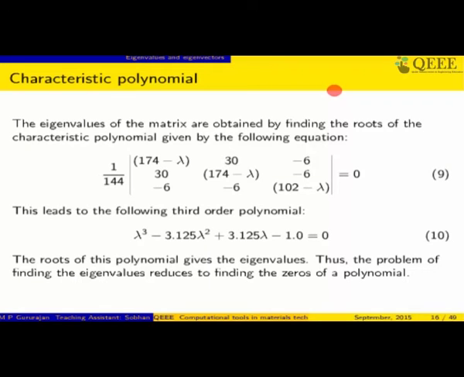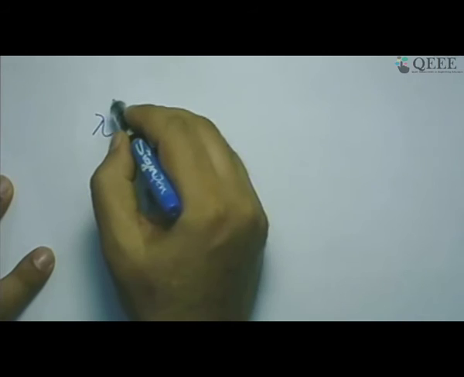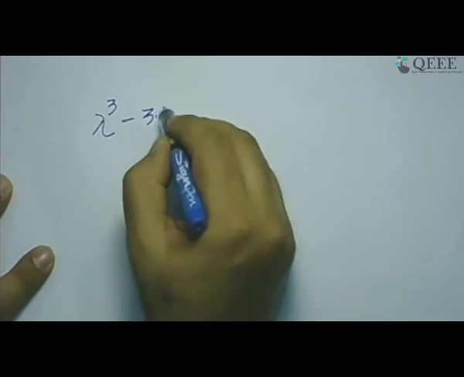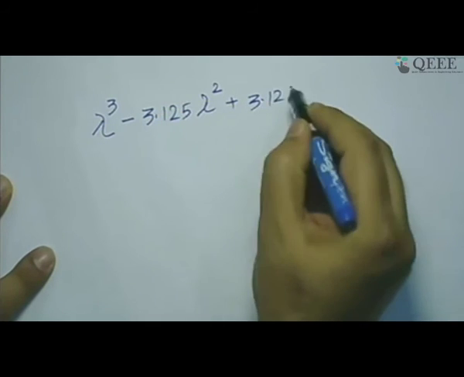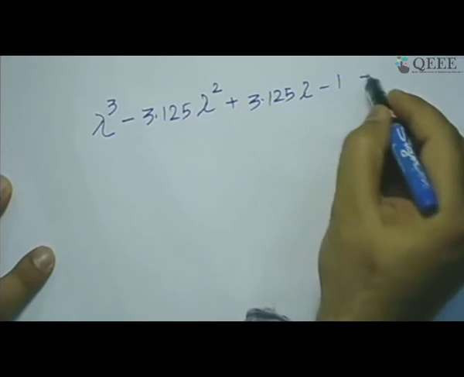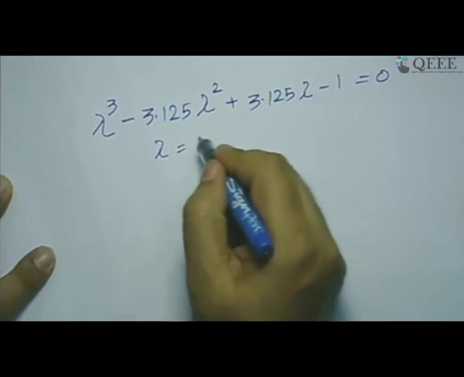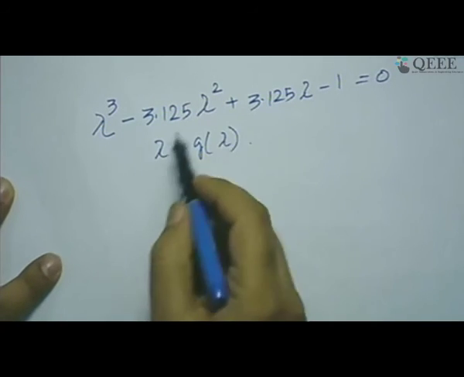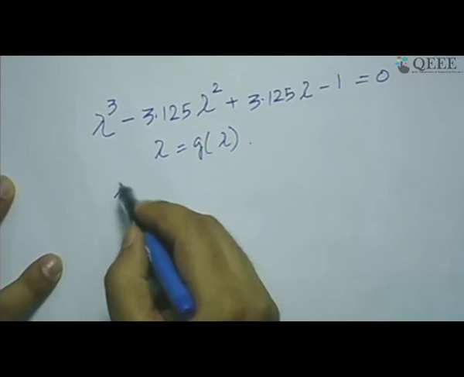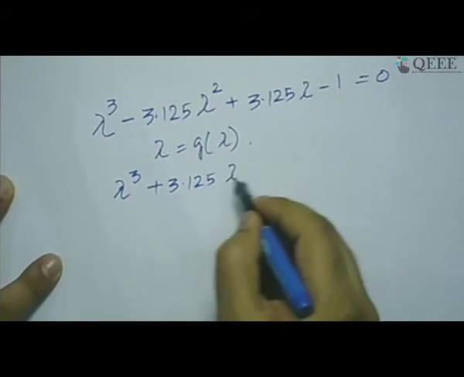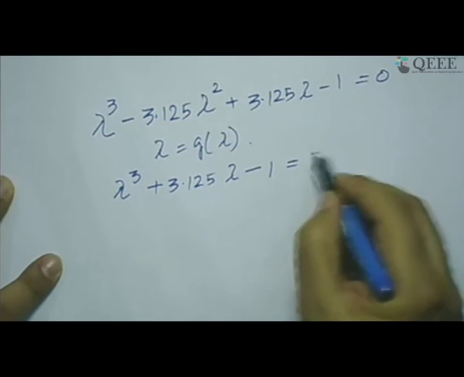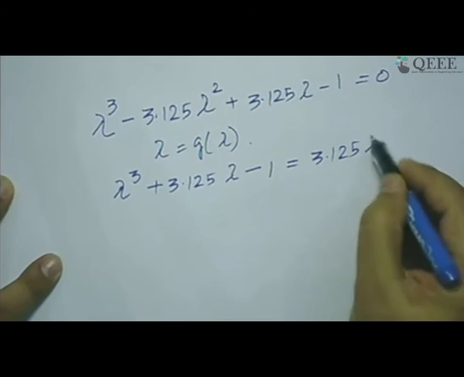I think there is an algebraic error there. Okay, so how do we write this? Let me take lambda cube minus 3.125 lambda squared plus 3.125 lambda minus 1 equal to 0. I want to write it in the form lambda equal to g of lambda. So let me take this to the other side. I get lambda cube plus 3.125 lambda minus 1 equal to 3.25 lambda squared.